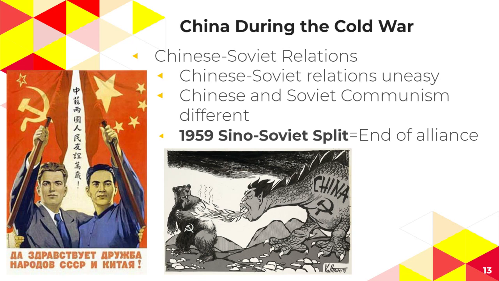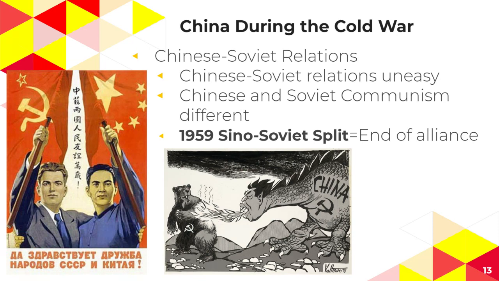So the Chinese and the Soviets were originally very close. They're the two leading communist powers. The Soviets kind of see themselves as the fathers of communism. They're the leaders of the communist world. But the Chinese see themselves as carrying on Stalin's legacy of communism. So the relations are very uneasy. They share a long border and they disagree with each other about who is more communist.